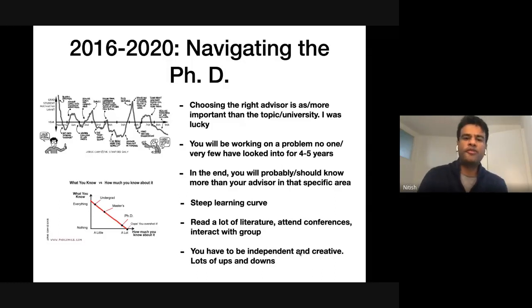In the first couple of years, maybe you can rely a bit on your advisor, so he can just show you some directions. But I think from your 3rd year on in your PhD, you should try to be independent and creative, and you should try to come up with your own problems that you want to solve. And like I said before, you'll have a lot of ups and downs, so you should be ready to deal with both success and failure.